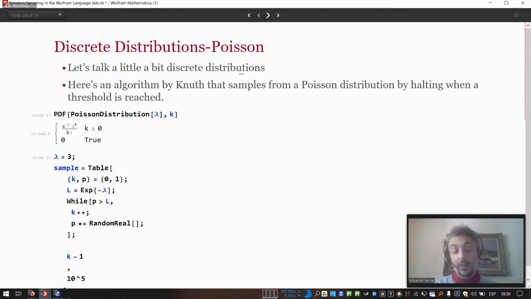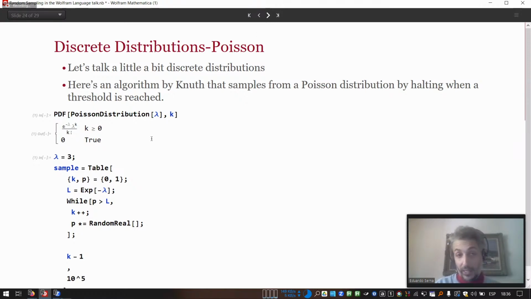Okay, so I'm almost out of time, but I'm almost done. So let's talk a little bit about discrete distributions now. I'm going to show that a lot of the same algorithms I've been talking about apply, although sometimes they're a little bit more complicated because we're trying to sample from integers, so we transform some uniform random numbers on the real line and truncate them to integers, and that has some subtleties.